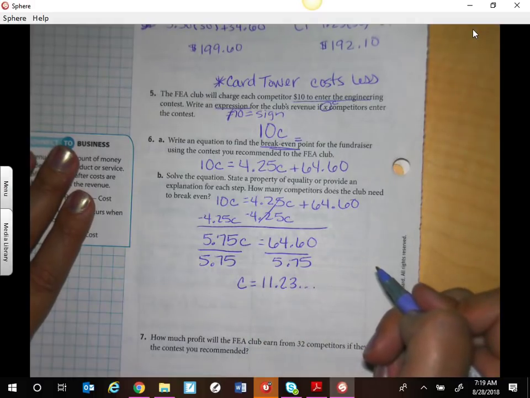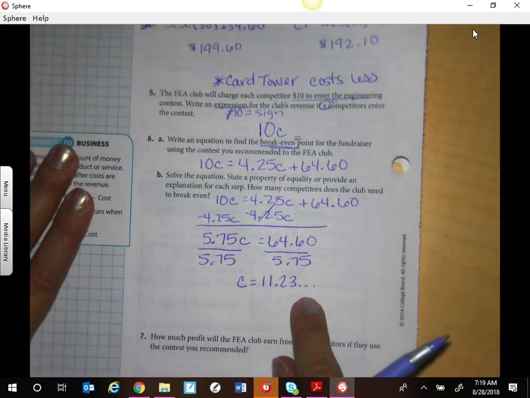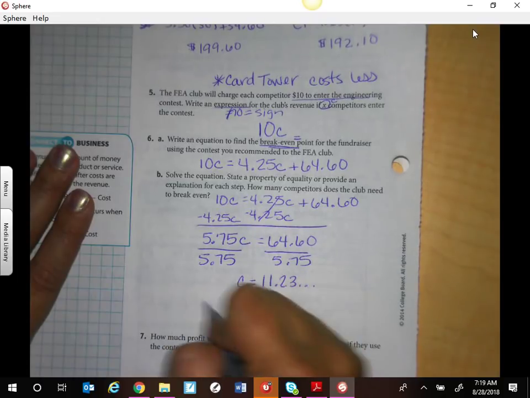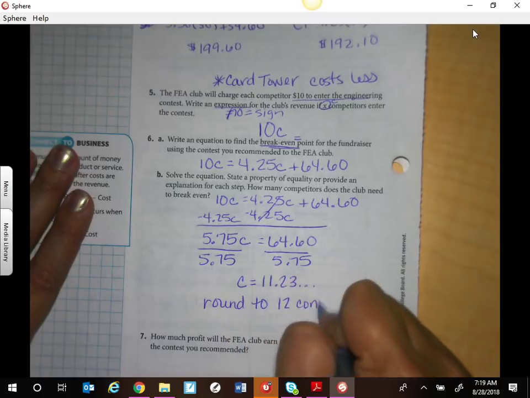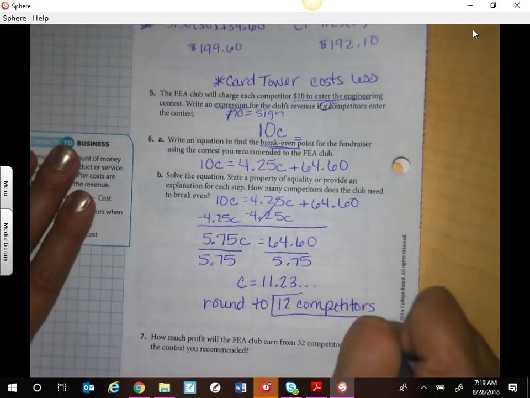So we need to decide, you can't have 0.23 people. 11 people is not going to break us even. So we're going to have to round to 12 competitors, because it's better for us to be too much than not enough.